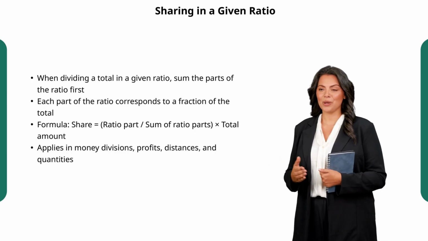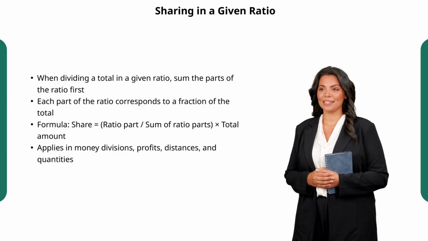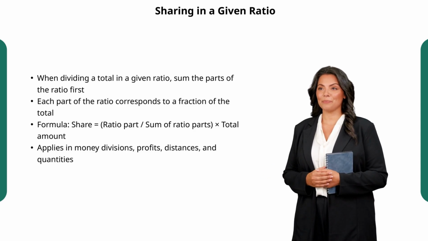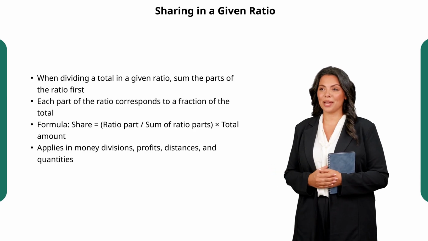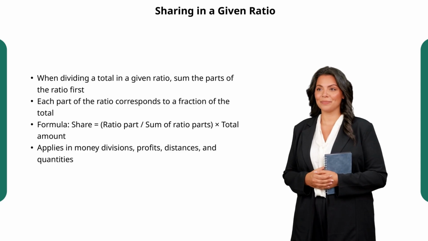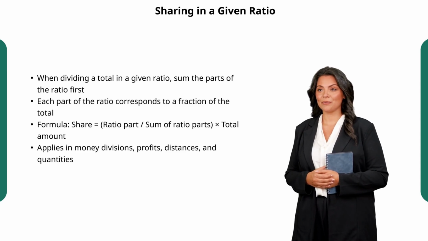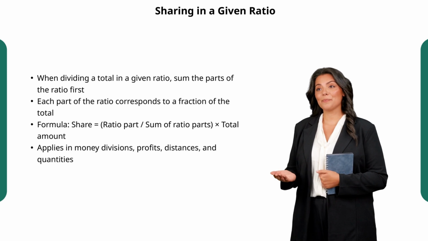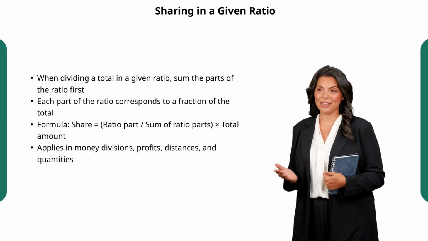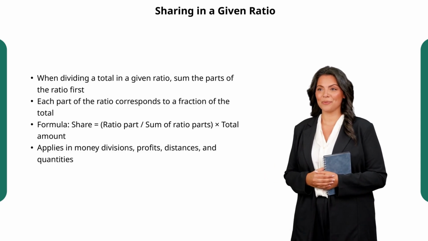We have learned how to work with ratios. Now let's see how to divide a total amount based on a ratio. Imagine you have some money to share between two people who invested different amounts into a business. The ratio is 2 to 3. First, add the parts of the ratio. 2 plus 3 equals 5 parts total. Each share is a fraction of the whole total, equal to that person's ratio part divided by 5.